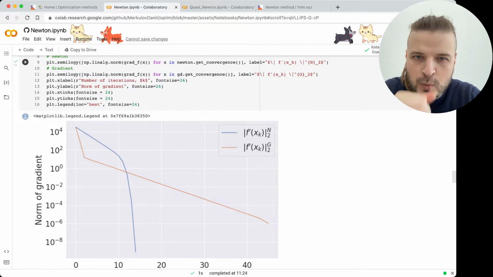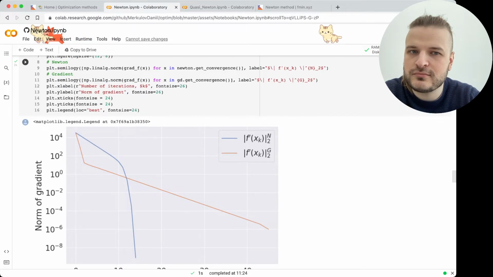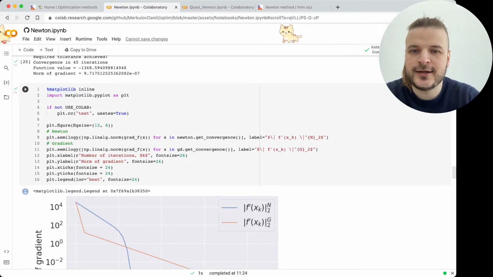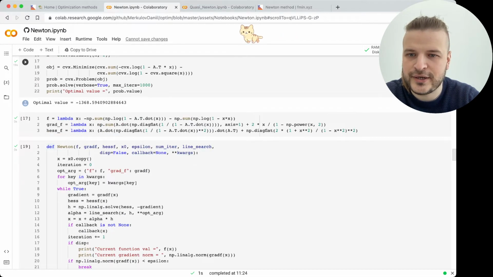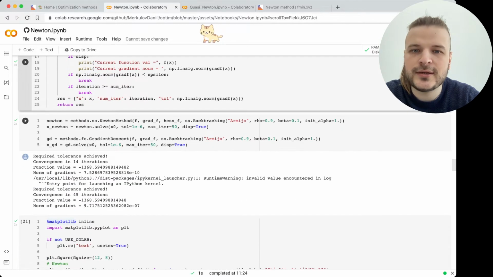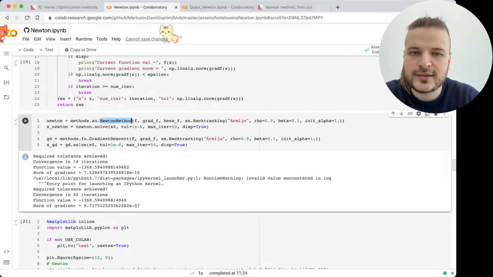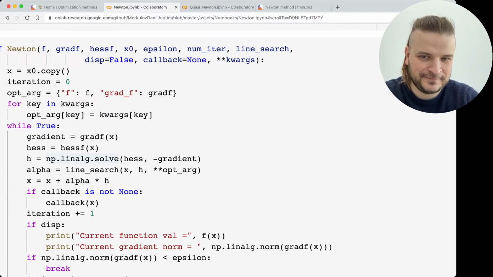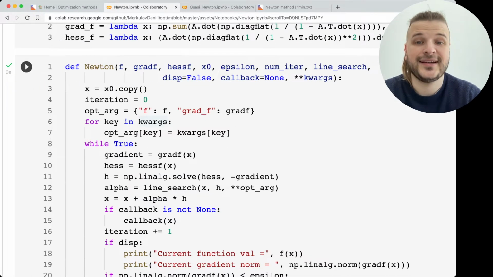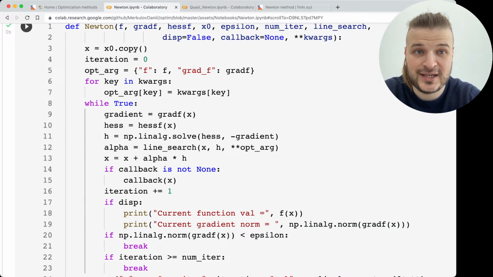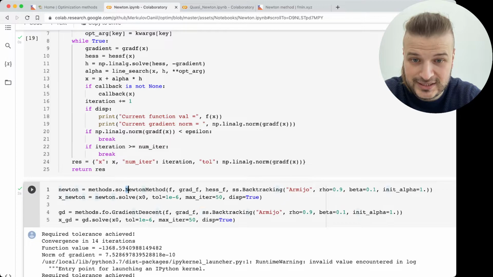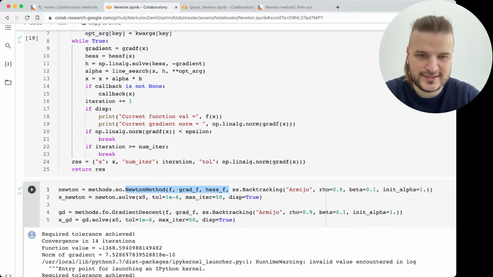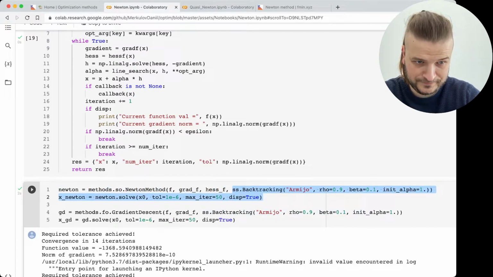Let's try what if we use a constant step size here for the Newton method, for example. Let's compare it. And here we have a Newton method, but yes, this method is actually implemented in what is called Newton method here, but we are calling it directly from the library.